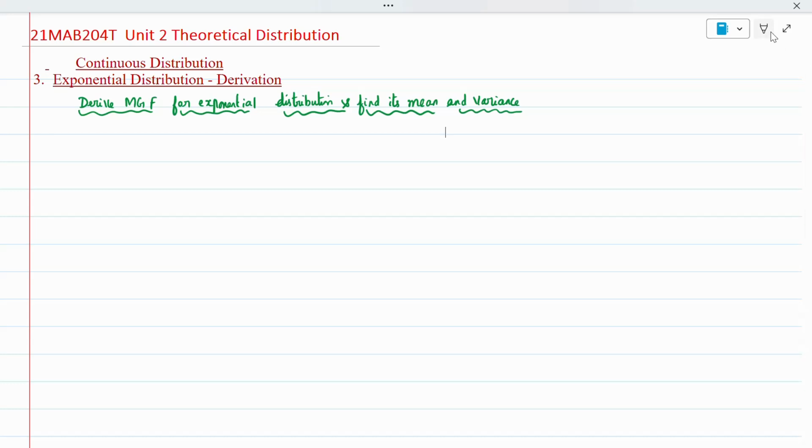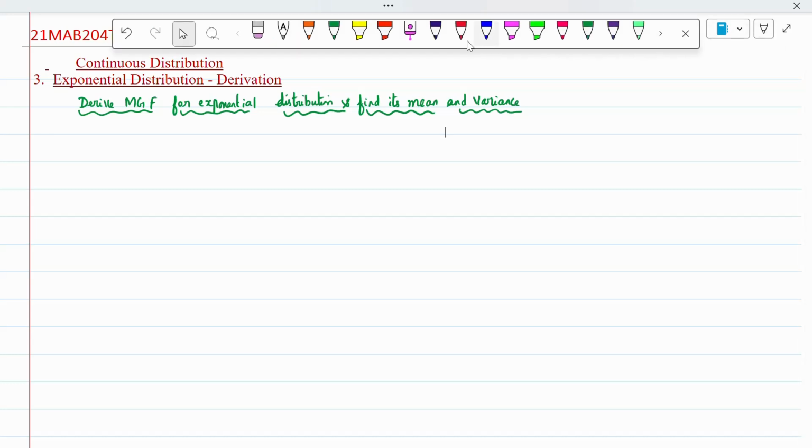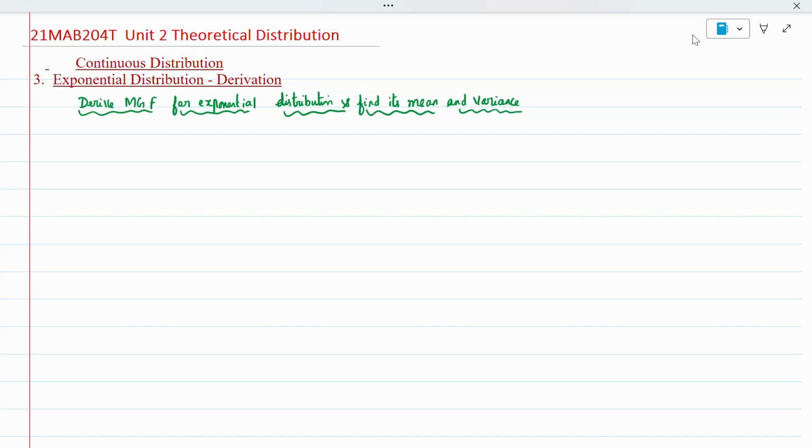First step, everyone knows what the exponential distribution formula is. Since we are using a continuous distribution, we write f of x. f of x is nothing but lambda e to the power minus lambda x, where x is greater than or equal to 0. This is my exponential distribution formula. You can refer to the first video of this unit, the formula video.